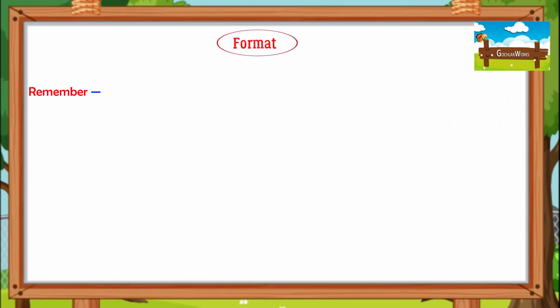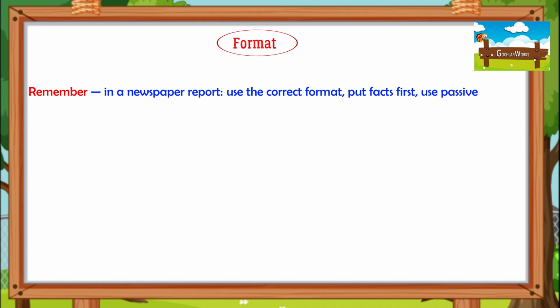Remember, in a newspaper report, use the correct format. Put facts first. Use passive voice when the doer is unknown and keep the language formal and short.